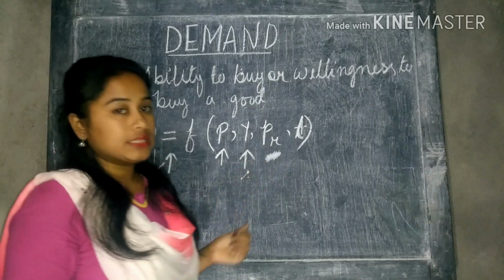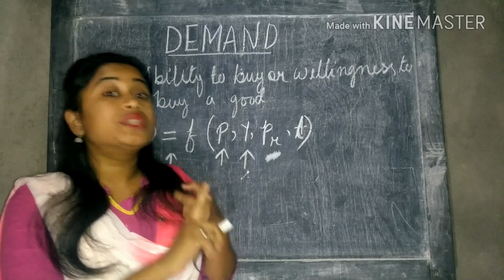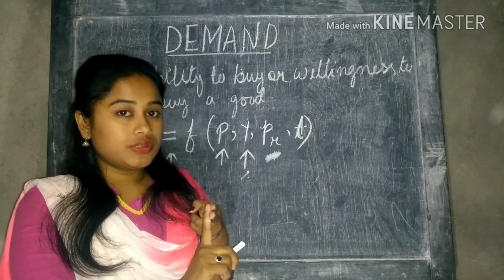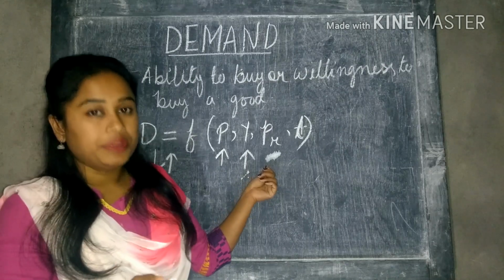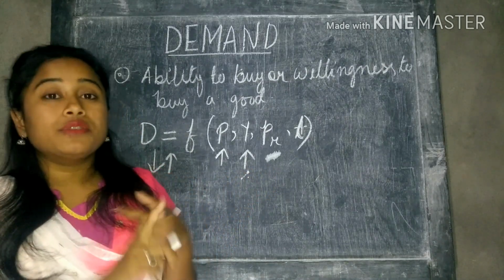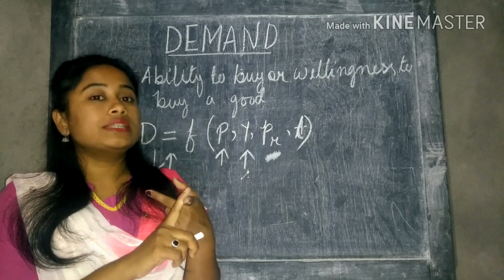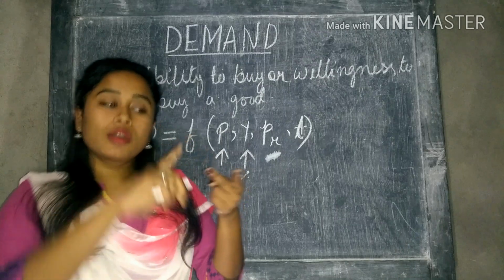Now, price of related goods, it depends upon the types of goods. Either it is a substitute good or complementary good. If it is a substitute good like tea and coffee, then if the price of one commodity increases, suppose the price of tea increases, then what will happen? Then automatically the demand for coffee will increase.